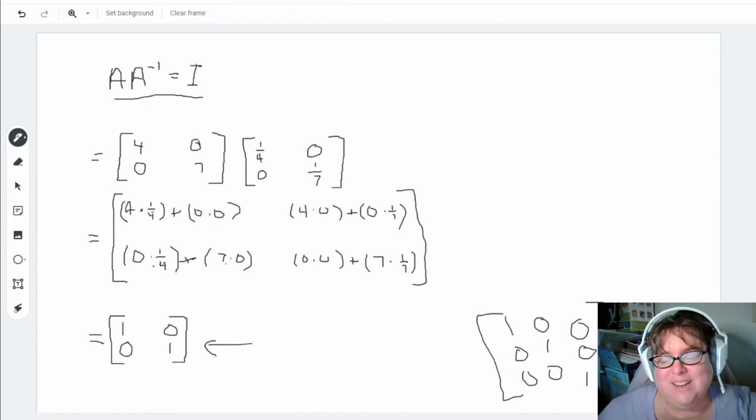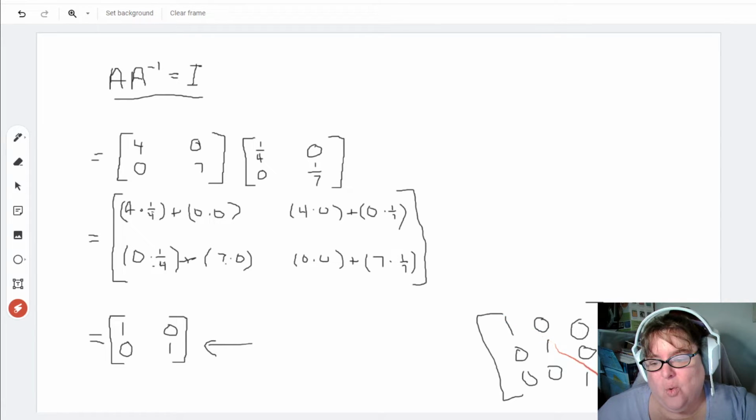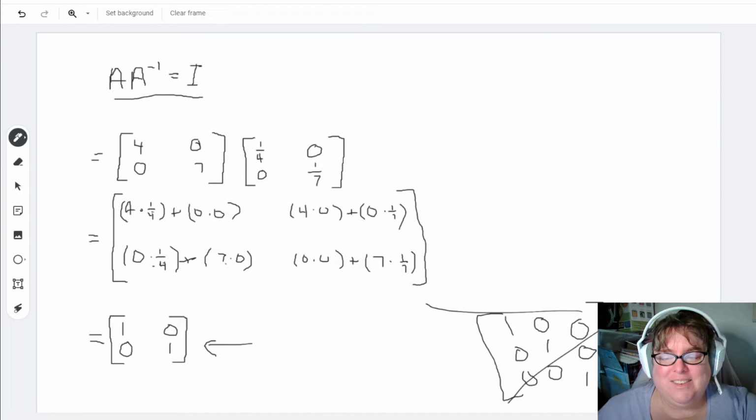Wow, that is really bad. I'm sorry. But you can kind of see the diagonal is all ones, and everything else is zeros. So don't write your math like that.